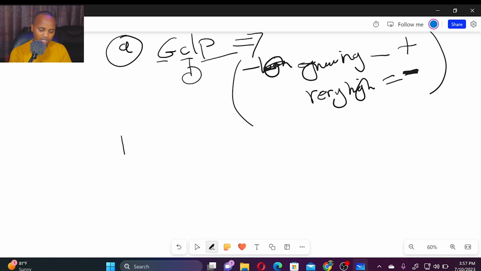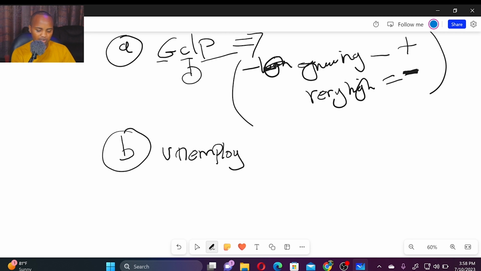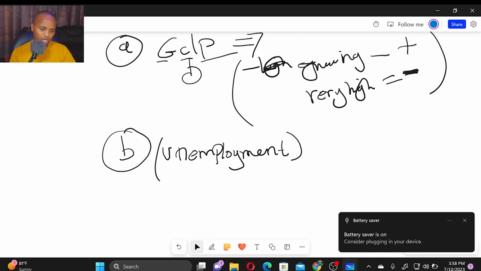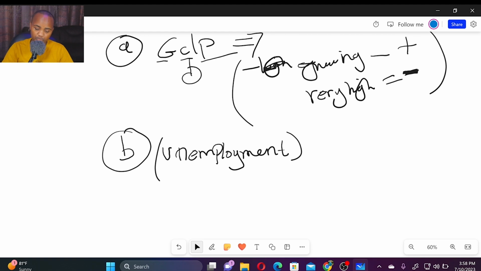Now we have number 2. One of the indicators, and the simplest one, is what we call the unemployment rate. Most of the time when you go to the calendar, you see something written like unemployment. When we talk about the unemployment rate, we are talking about the number of people who don't have a job.